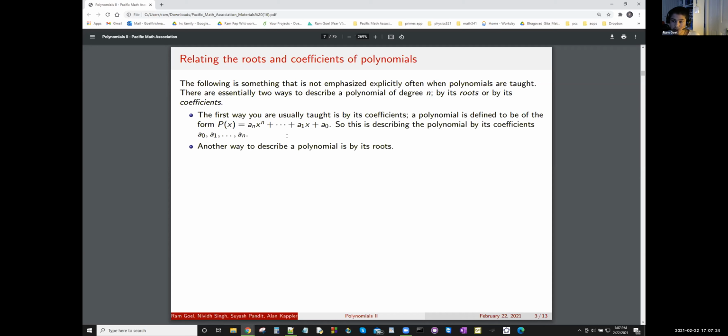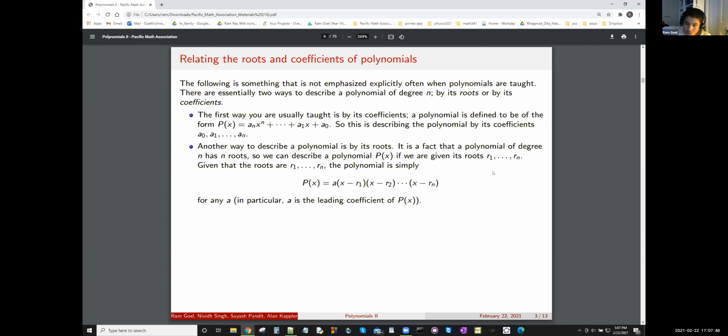Any polynomial of degree n, remember, a polynomial which has highest exponent n, we say has degree n. Another way to describe a polynomial is by its roots. Remember that a polynomial with degree n has exactly n roots. Like I said, there are n roots. Let's call them r sub 1 through r sub n. Then the polynomial will have a leading coefficient, but we can write it as some leading coefficient times x minus r sub 1 times x minus r sub 2 all the way till x minus r sub n.